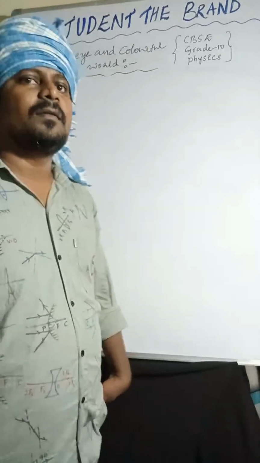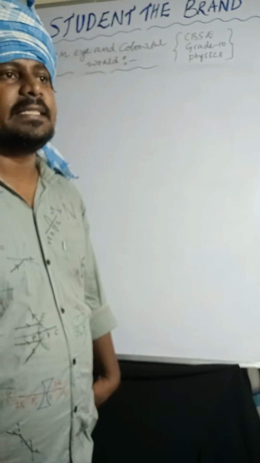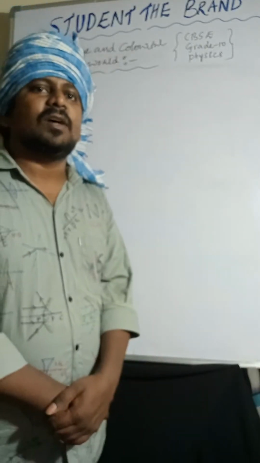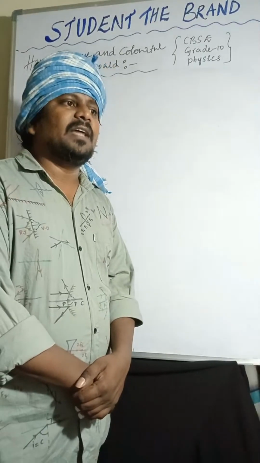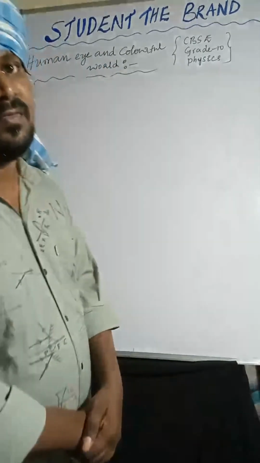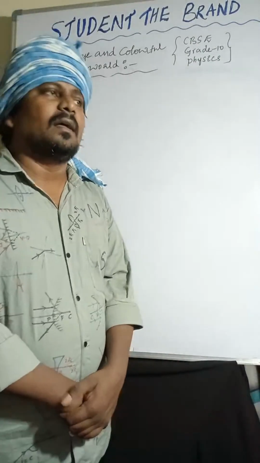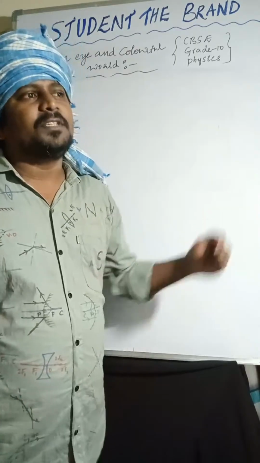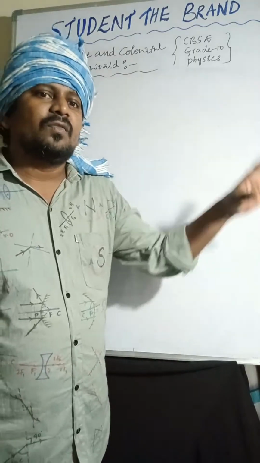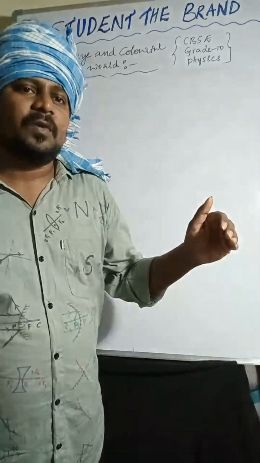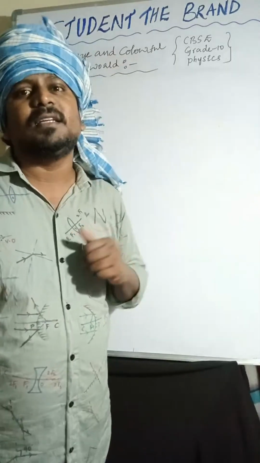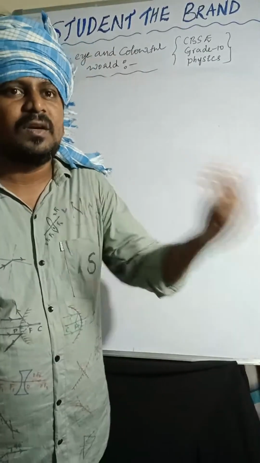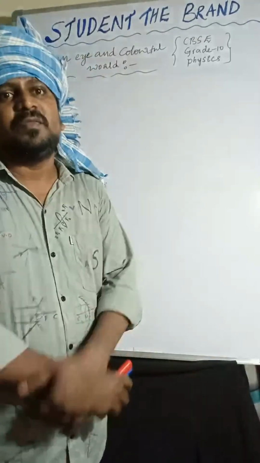Now we'll discuss power of accommodation, the ability of the eye lens to adjust its focal length. When you are seeing a nearby object, the near point is 25 centimeter and the far point is infinity. So the range of vision is 25 centimeter to infinity, right?